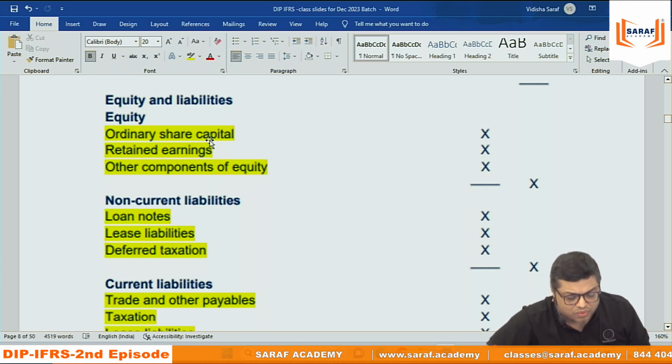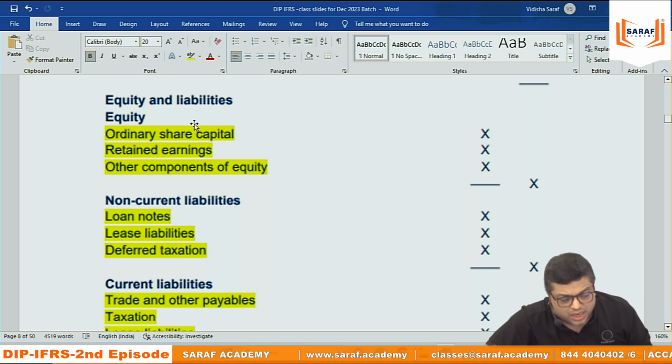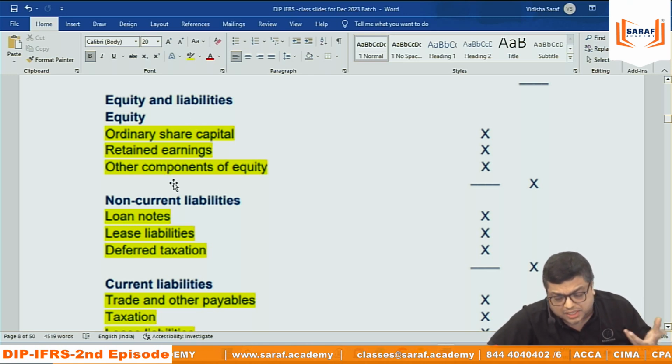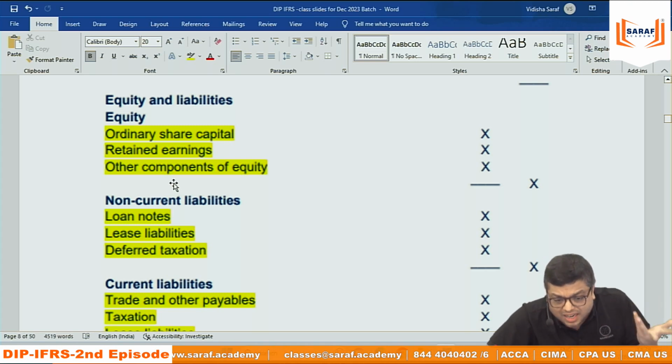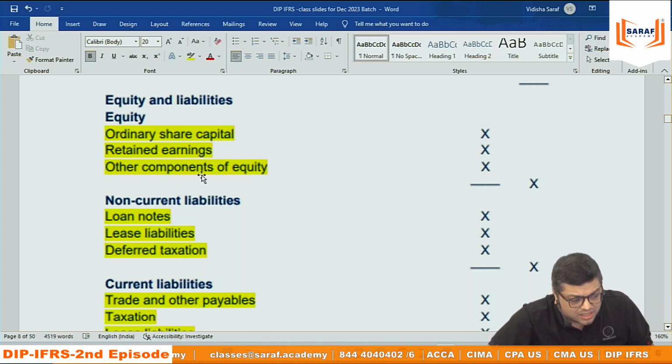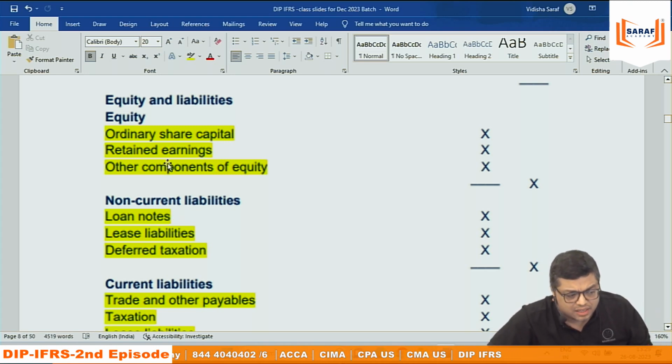Other components of equity is anything which belongs to shareholders other than these two, maybe share premium, maybe general reserve, maybe revaluation reserve, anything which is not payable to any outsider, which belongs to the owners. So that is called other components of equity.